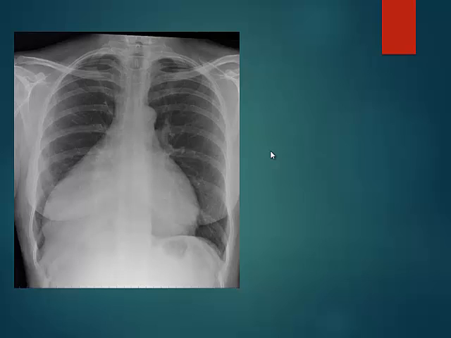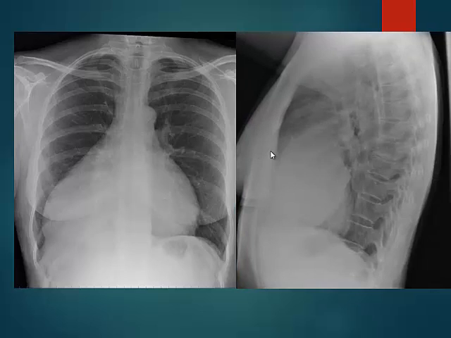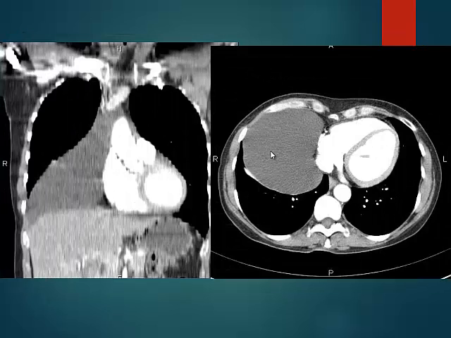So what would you do next? CT. You could do an echo. What about echo? Nobody will do echo? Can do an echo to see if you find something? Echo is not invasive, isn't it? Lateral chest X-ray, does it help? I don't think they help, because I can't interpret them. We don't really do lateral chest X-ray.